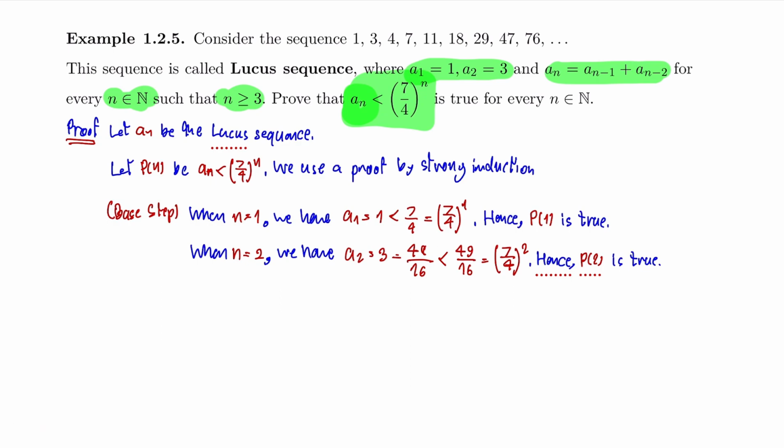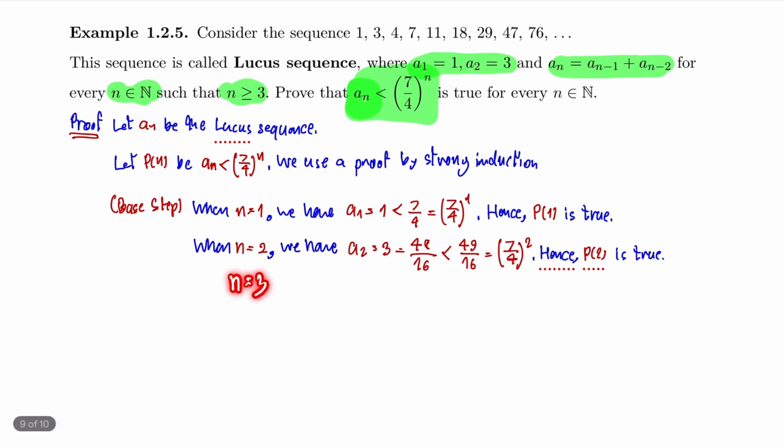Now, what can we do next? Should we plug in n equal to 3? I think I've got to stop here. I've finished this base step with n equal to 1 and 2. So let's go to the inductive step.